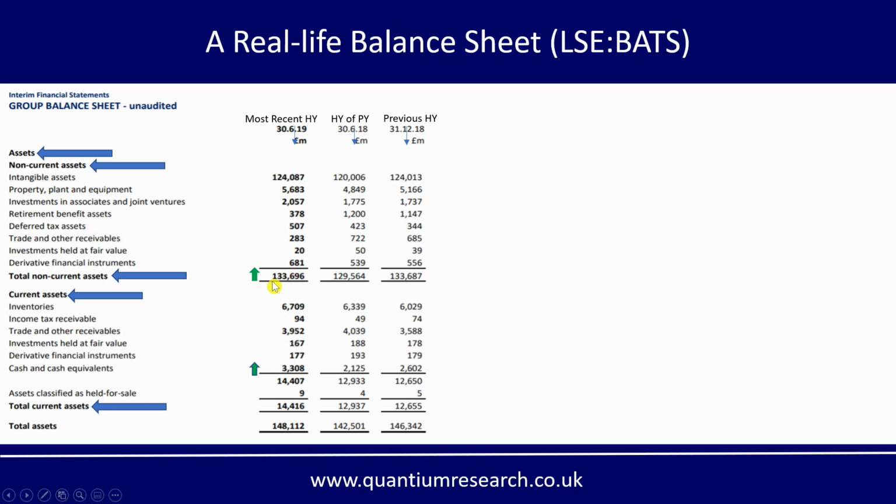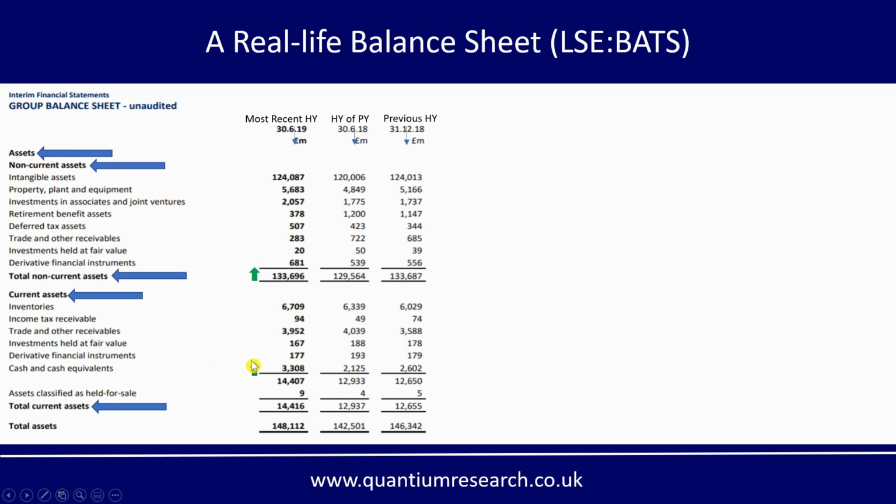We can see that they've improved in terms of the size of total non-current assets. Not by much versus the previous half year, by a couple million here and there. A couple million obviously does sound like a lot, but with respect to 133 odd billion pounds of non-current assets in total, it doesn't seem like much. But against the same period in the previous year, they've made an improvement as well. So that's a good sign you normally see.